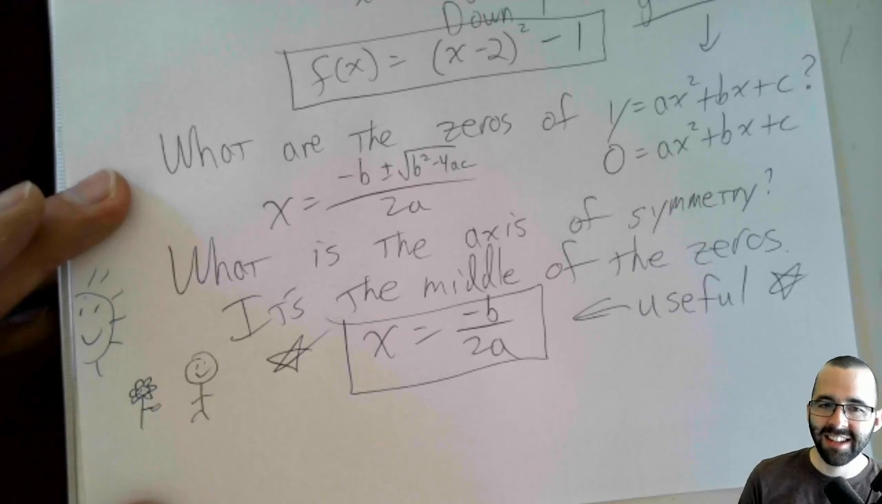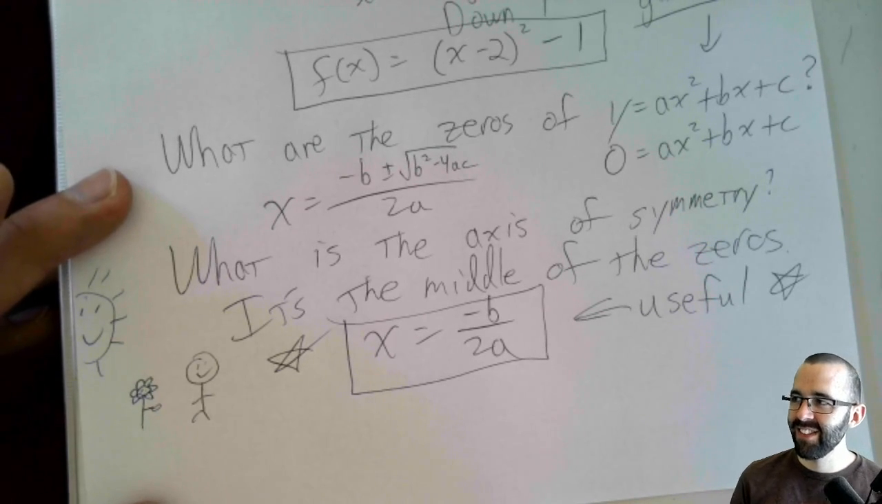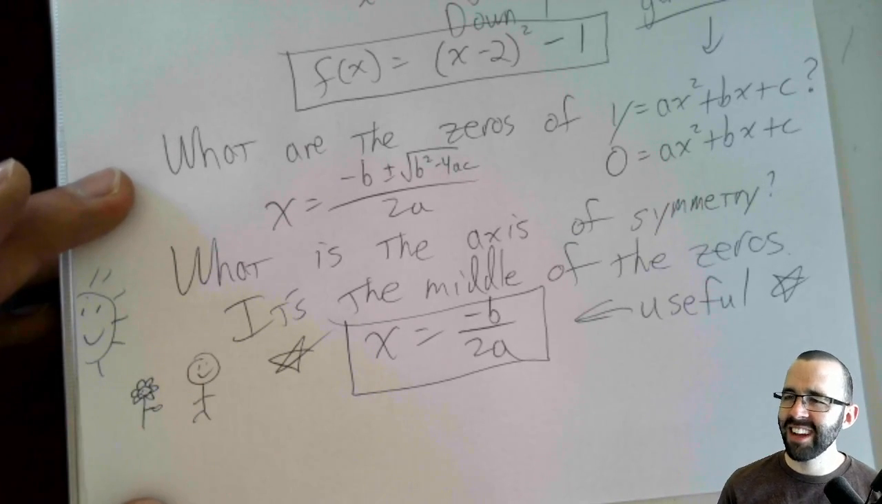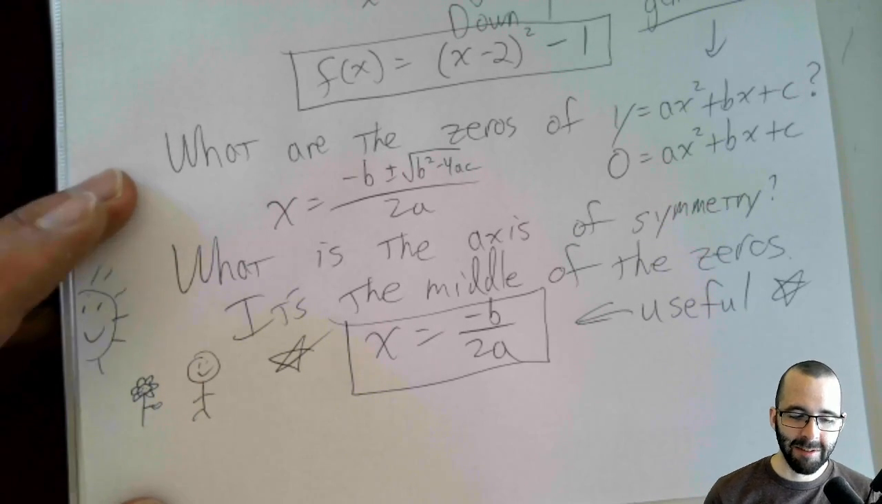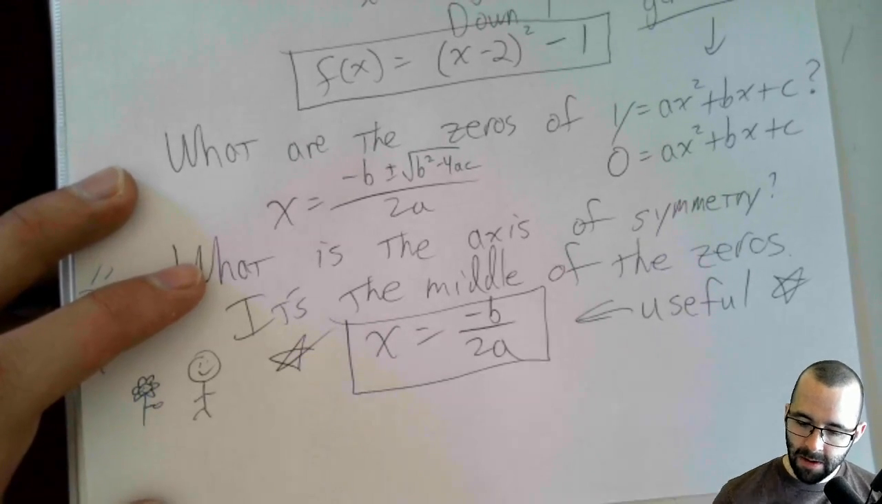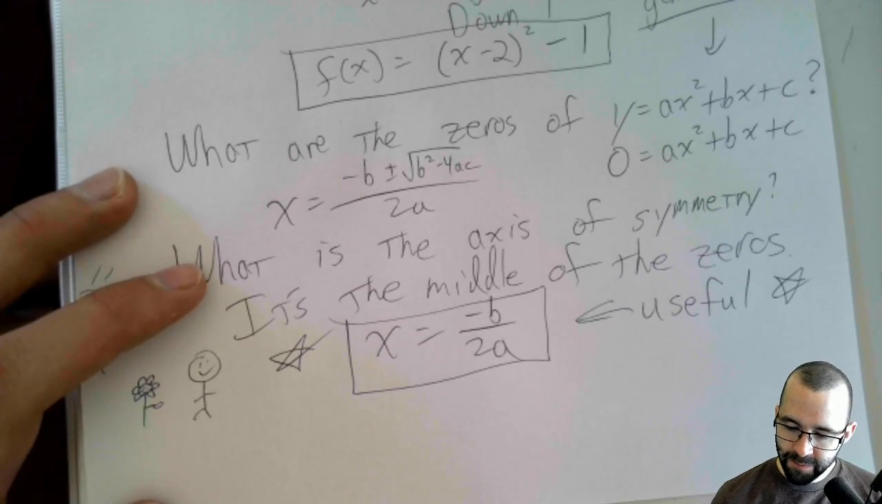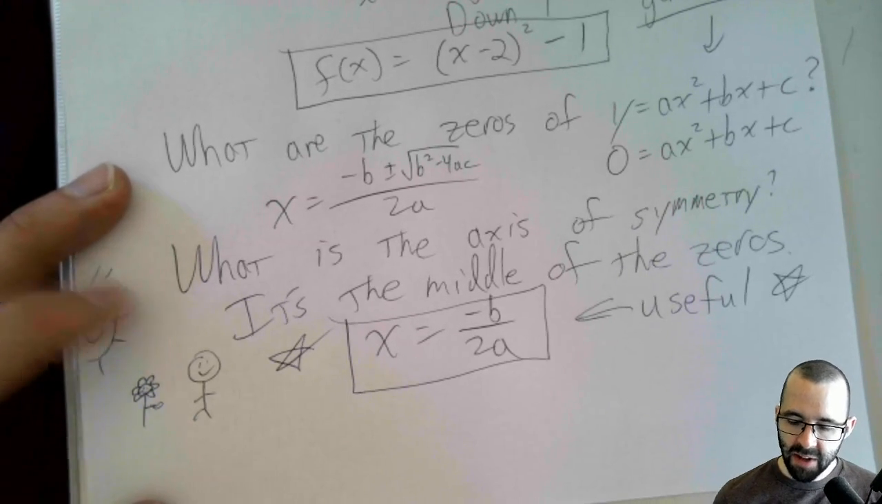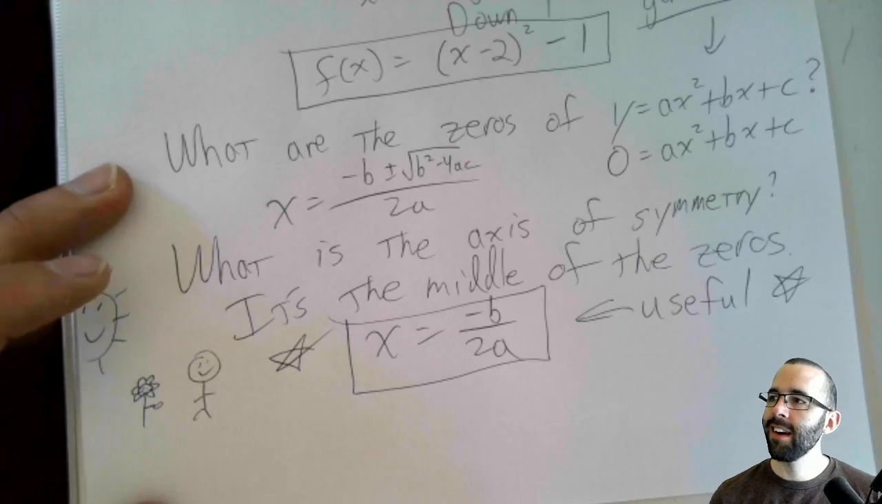They have little leaf hands. The flower is almost the size of that person, but there are some big sunflowers out there, so I don't think that's too unrealistic. So we're going to use this formula for the axis of symmetry. All right, so let's get into a definition of vertex form and talk about this formula a little bit more.